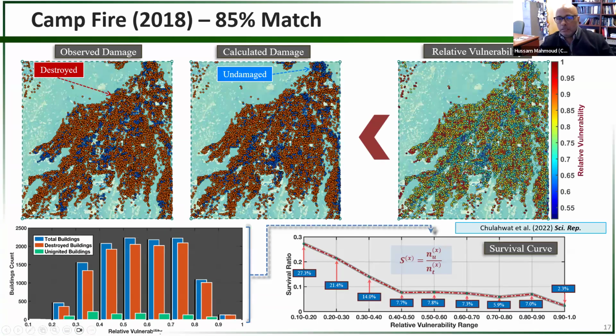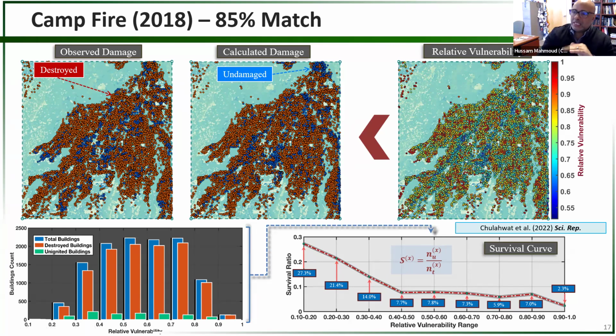This is the Camp Fire. The model produced an 85% match in terms of damage. We were so excited. By the way, there are no other models anywhere in the world that we're aware of that can capture damage. So I'm sure we have a lot more to do, but it's exciting that we're at that point. You can see on the left-hand side the observed damage. The blue represents no damage, and the red represents destroyed buildings or completely burned. The far left-hand side is what happened in reality. The very far right is what the model produced in terms of the relative vulnerability results.